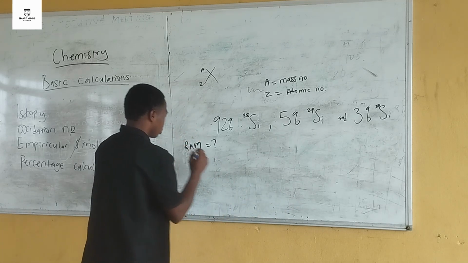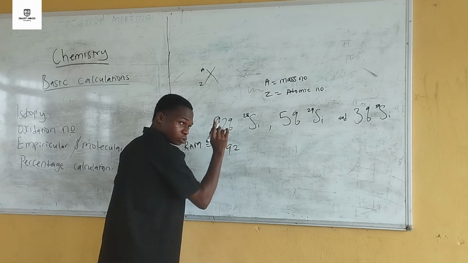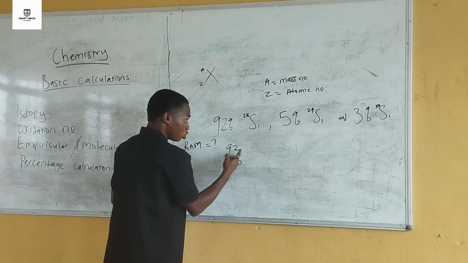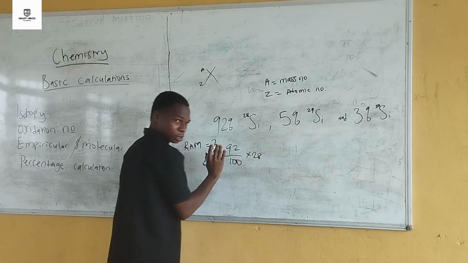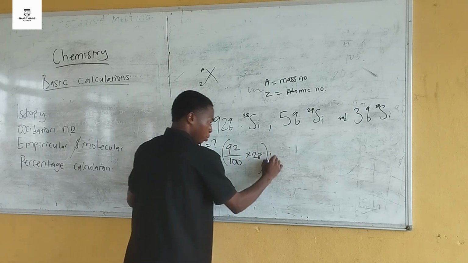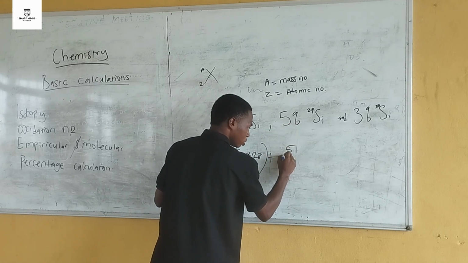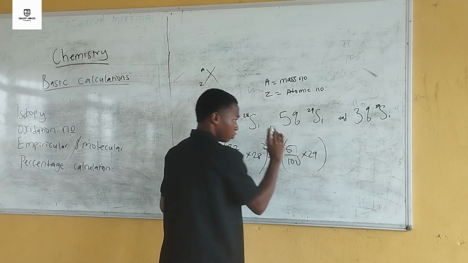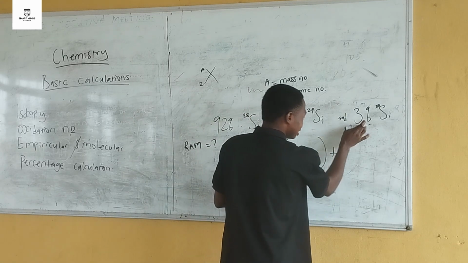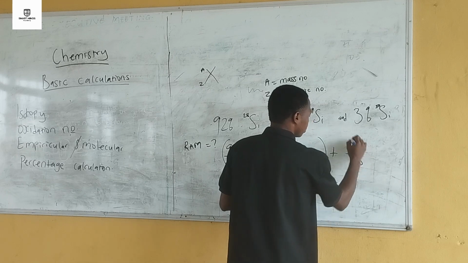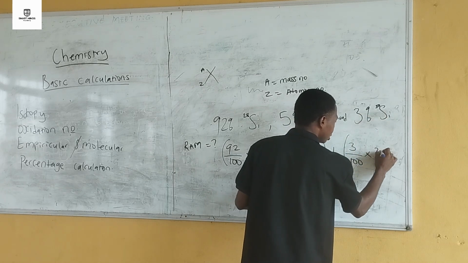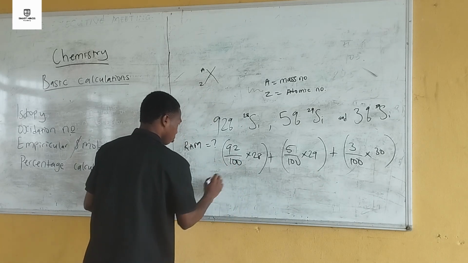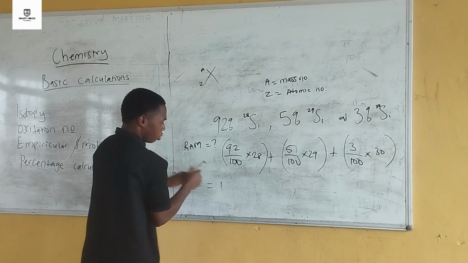Say 92 percent, that is 92 over 100, of silicon-28. Follow. Plus 5 percent of silicon-29. Plus 3 percent of silicon-30. This is all you need to do. Now you take it bit by bit. What will you get here first?